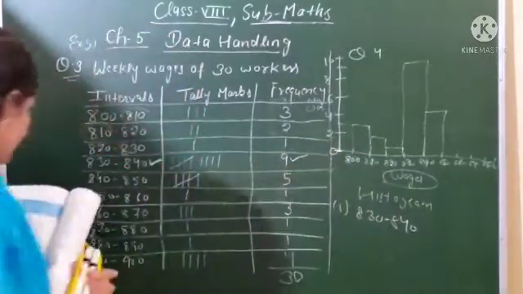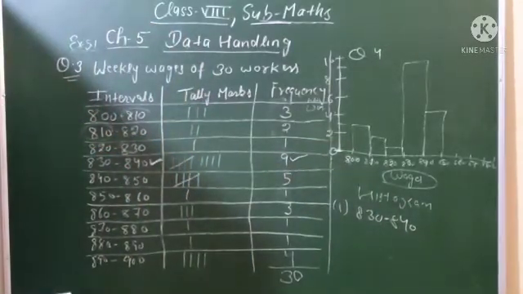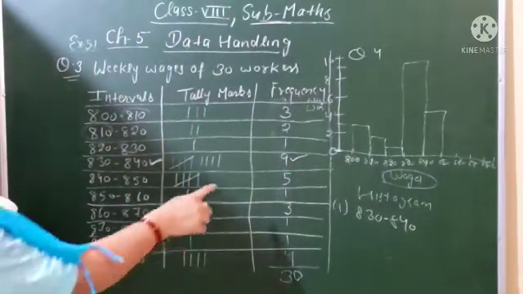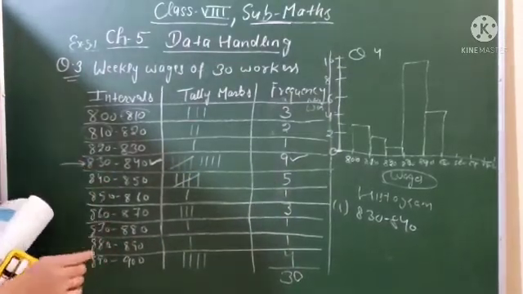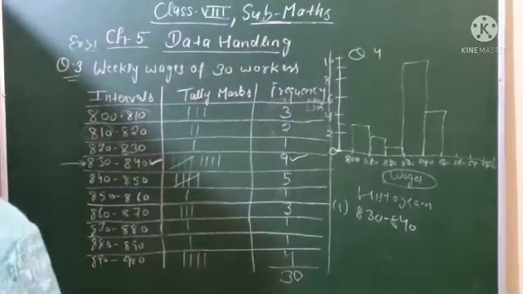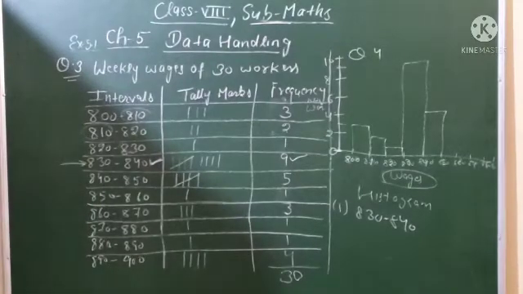It is given which group has the maximum number of workers. So the maximum number of workers are in between 830 to 840. So you can say in between 830 to 840. Clear? Next question: how many workers earn rupees 850 and more?